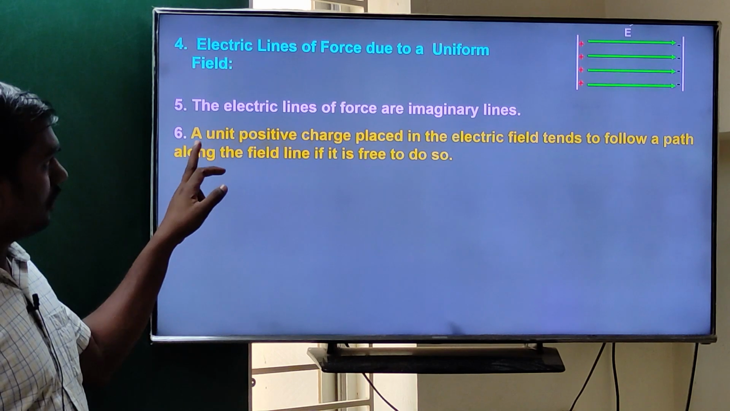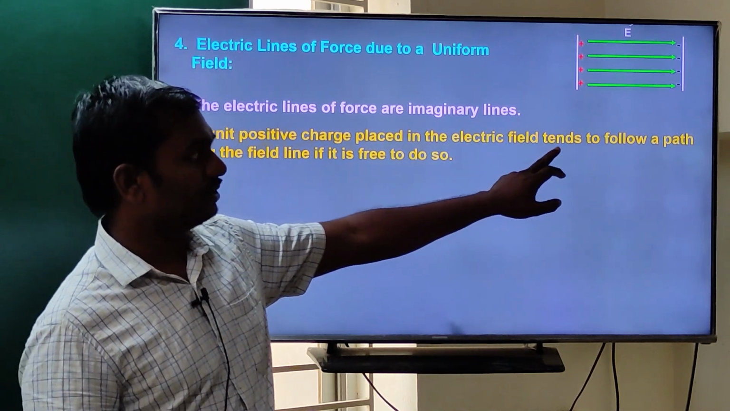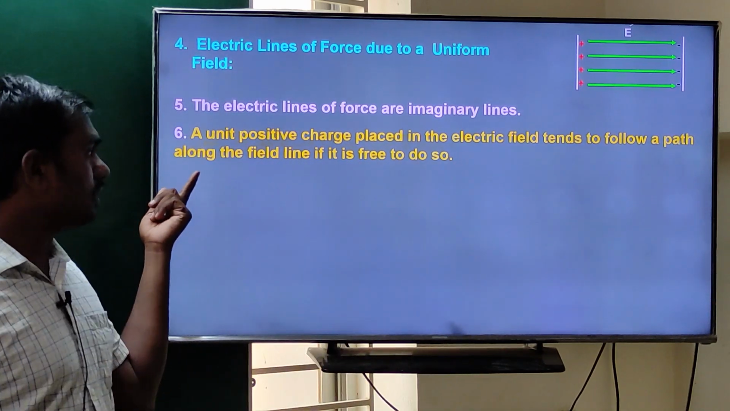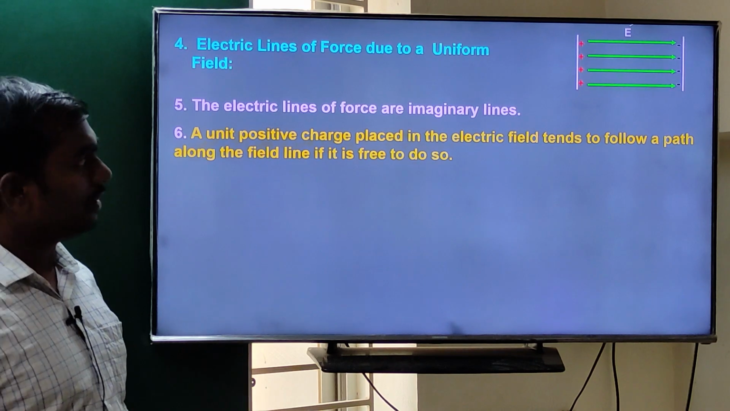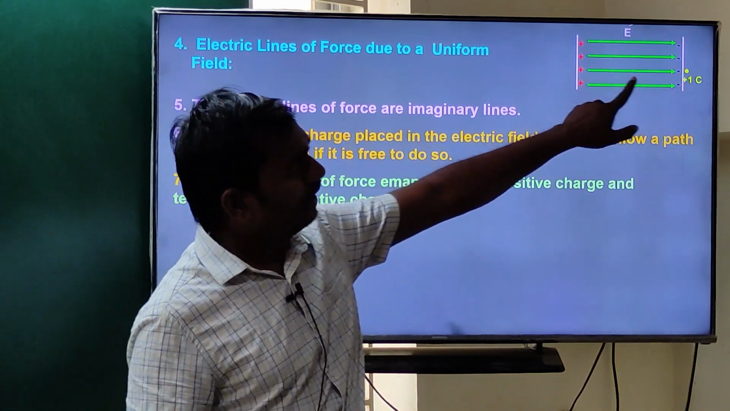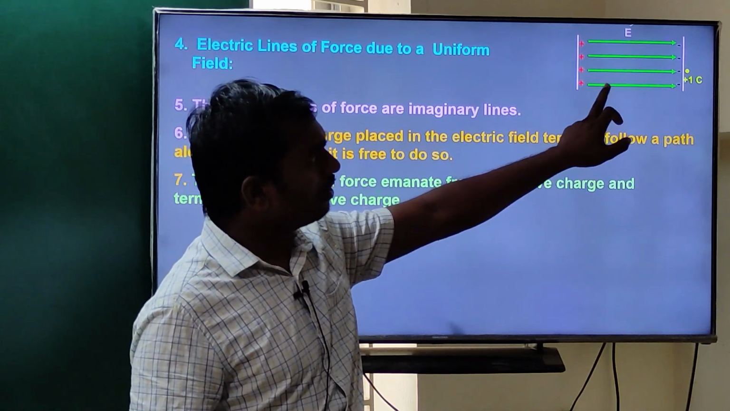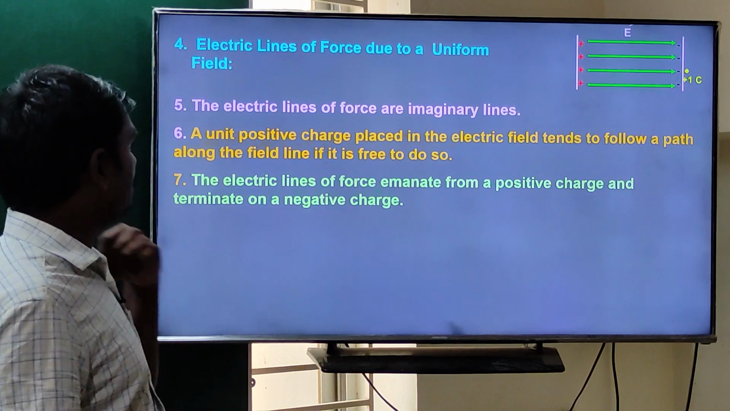Next, a unit positive charge placed in an electric field tends to follow the path along the field line, if it is free to do so. That means, if we keep a positive charge in the electric field, this positive charge tends to move along the direction of the electric field. This is the sixth point.